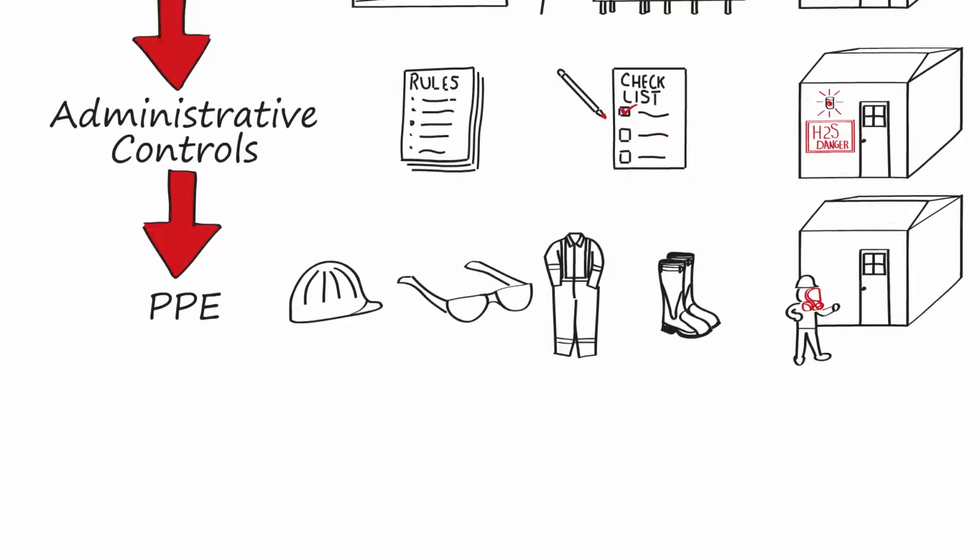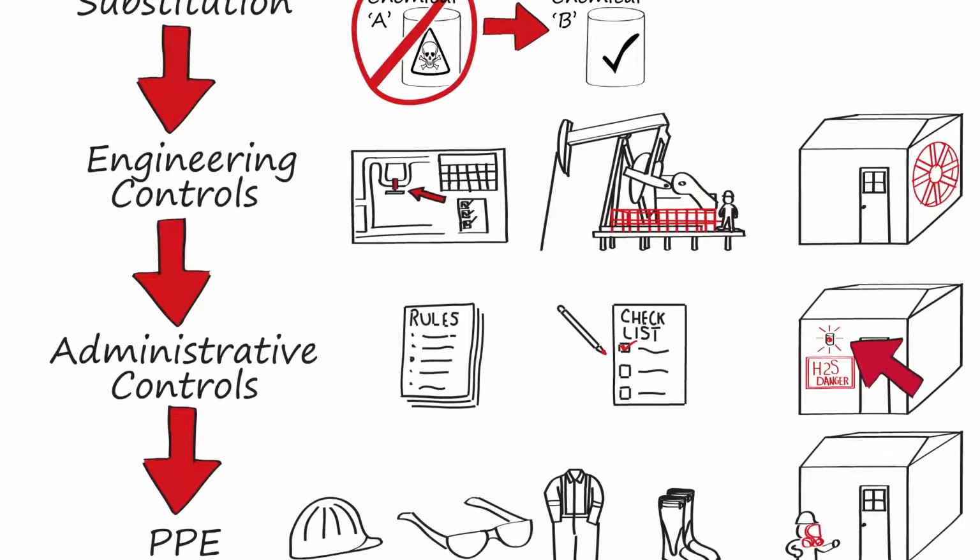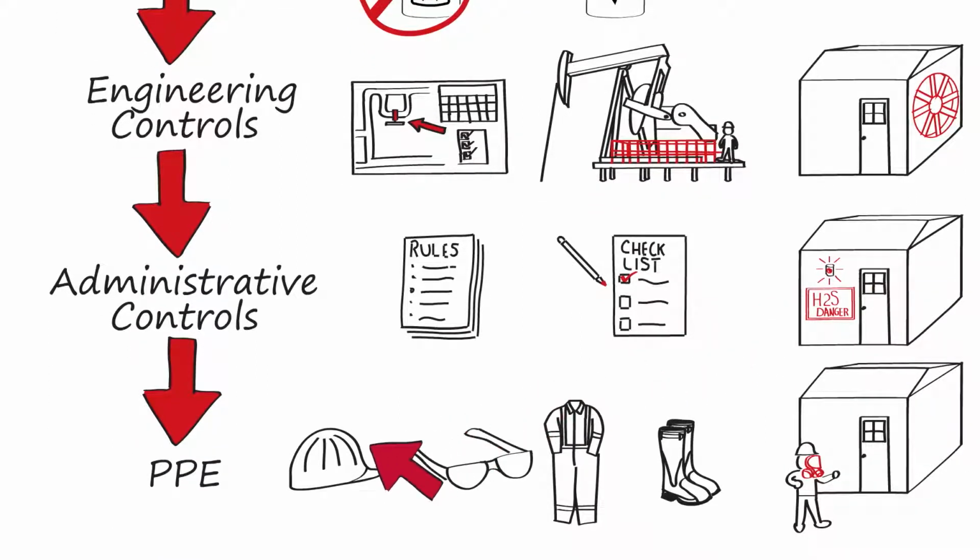Ideally, it should work the other way. You first try to eliminate the hazard, next design and implement an engineering control if possible, implement administrative controls if you must, and only after these have been maximized would you consider if PPE is required.